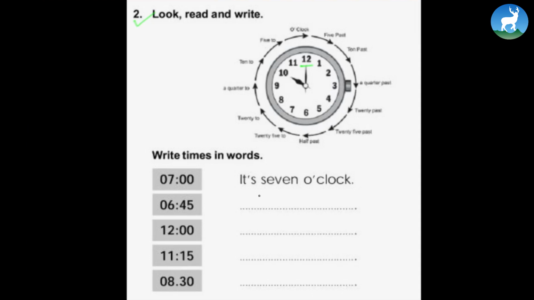Okay, let's write these times in words now. The first one is done for you. 7, so you say 7 o'clock because it's exactly 7 o'clock. Now 6:45. If it's 6:45, you say it's quarter to 7. So you say it's quarter to 7. That's how you say it. 12 o'clock. So you can say 12 o'clock, or you can even say it's midday. 11:15. So you can say it's quarter past 11. 8:30. So 8:30.